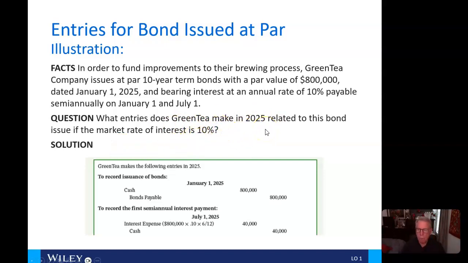Okay, so to record the issuance of a bond, we're going to receive the cash on January 1, 2025, so we'll debit cash and credit the liability bonds payable here. Then on our first semi-annual interest payment, we'll take 10% of $800,000, which is $80,000, and it's semi-annually, so we'll divide it by 2 or multiply by 6/12 to get $40,000 interest expense as a debit, and we credit cash for $40,000 to pay for it.